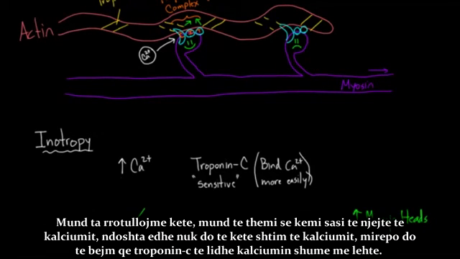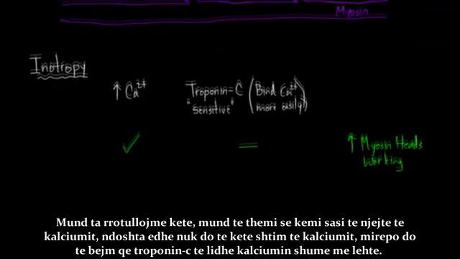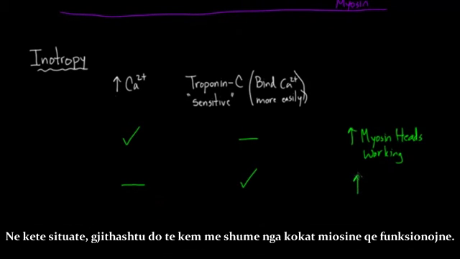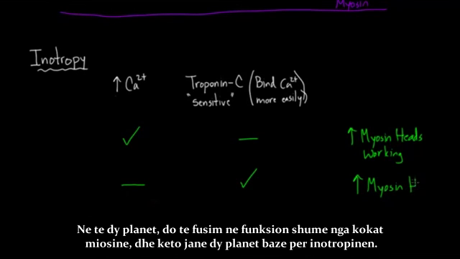And you could flip it around. You could say, well, maybe you have the same amount of calcium. Maybe you don't actually increase the calcium, but you do make troponin C bind the calcium that is there more readily or more easily. Well, in that situation, you also get more myosin heads working, right? So in either scenario, in either strategy, you're going to get more myosin heads working. And so these are the 2 basic strategies for inotropy.